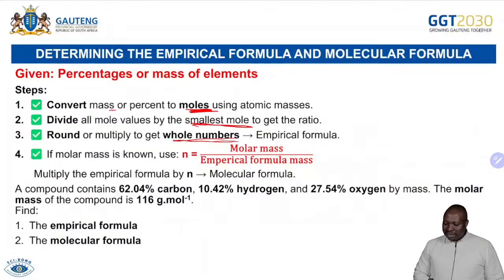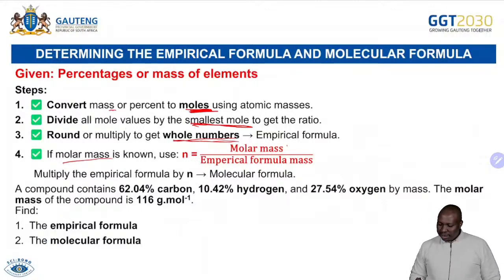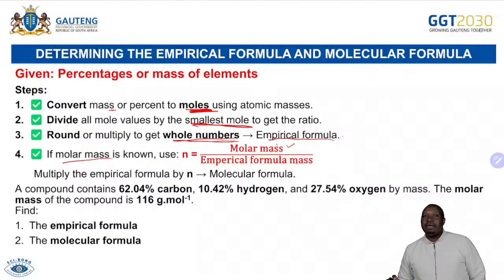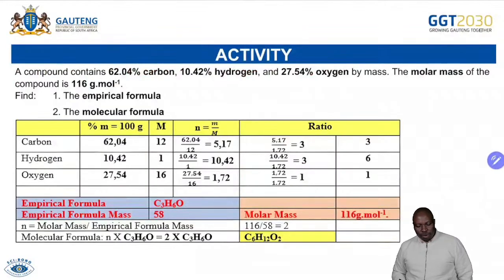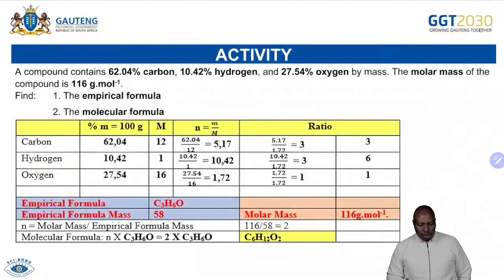And then if molar mass is given, you are able to determine the molecular formula. How do you do that? You take the molar mass that is given and divide it by the mass of the empirical formula that you got. So I felt that it's important that we demonstrate this one using an example. And even last year we had a question that was based on this one.